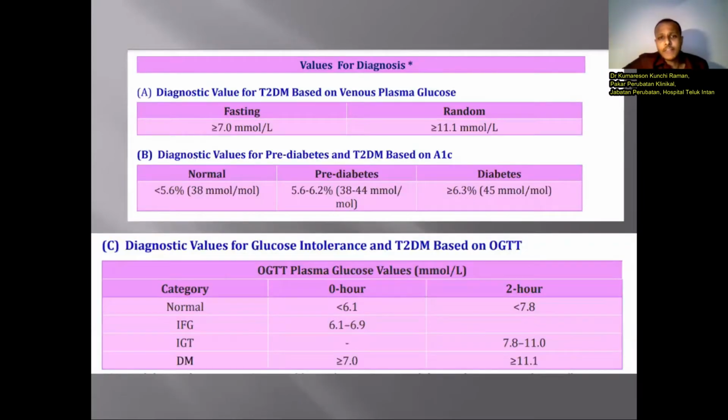So looking at your values for diagnosis of venous plasma glucose in a patient with type 2 diabetes, a fasting of more than 7 and a random of more than 11. I remember it as 711. And looking at your A1C, I only remember diabetes as being more than 6.3%. And looking at your OGTT levels, I just remember the ones which are normal, 6.1 to 7.8. So I just remember 6, 7, 8. These are numbers that we may forget as time goes by, so these are earlier and easier ways to remember them.